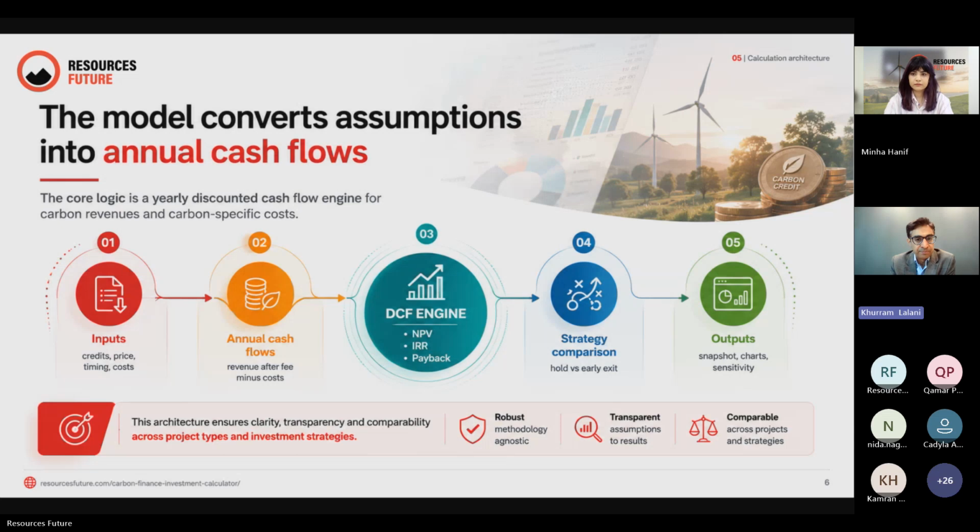So again, this is just the output. We use discounted cash flow analysis. This is where the model essentially calculates discounted cash flows. Whatever the inputs that we have given, it calculates the annual cash flows, discounts them, and models it for 10 years, 15 years, 20 years, 40 years, whatever number you want to put in there. It then gives you back your NPV, IRR, payback, and a strategy comparison, and then results in outputs. Next slide.